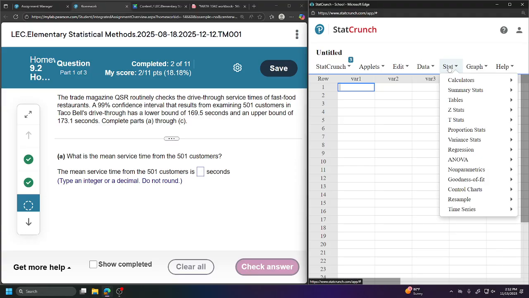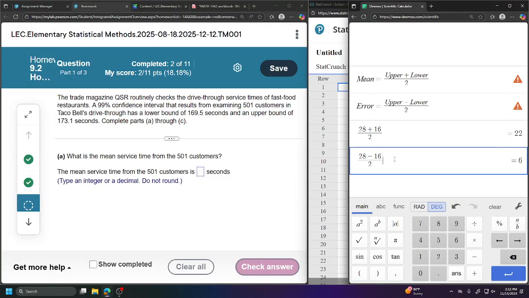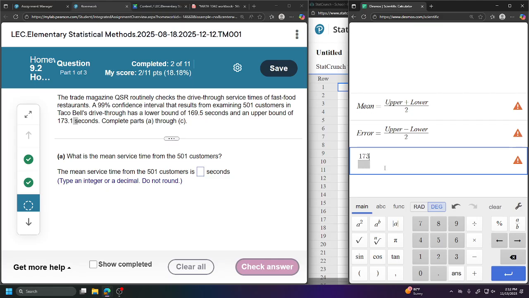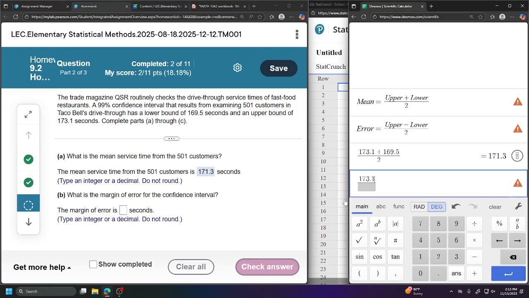So I'm going to put this stuff in here. It says, "What's the mean for this thing?" I don't know what they're trying to get at. This is essentially the same as the last one. We're just doing the mean is upper plus the lower divided by 2, isn't it? So I'm looking at my two numbers. Do you see how we have a lower and an upper? This is exactly the same as the last problem. It's just bigger numbers. So 173.1 plus 169.5 all divided by 2. I was getting all excited to do StatCrunch, but this is supposed to be way easier apparently.